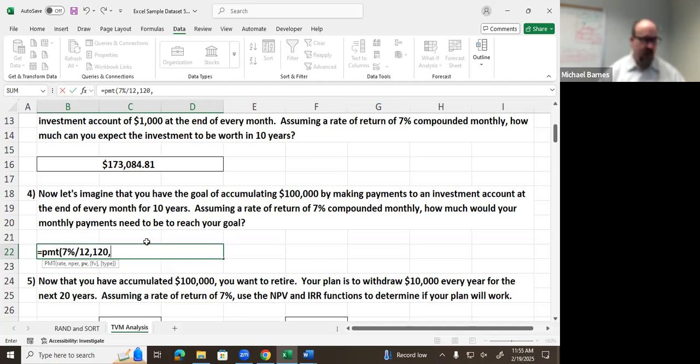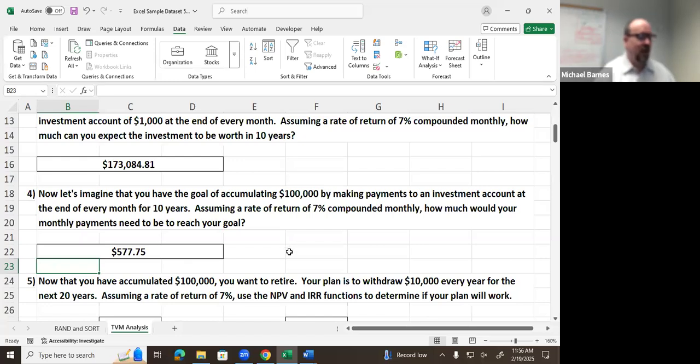Zero is our present value because we don't have anything right now. We're going to be making payments. We'll accumulate some in the short term, but we don't have anything right now. But our future value is going to be $100,000, which I'm going to put as a negative because I was getting a positive result.